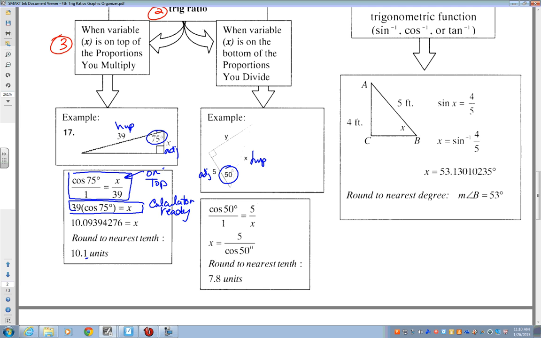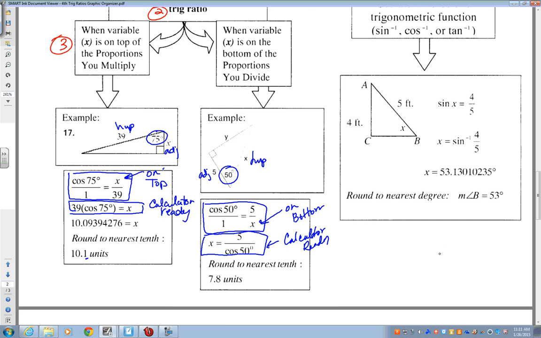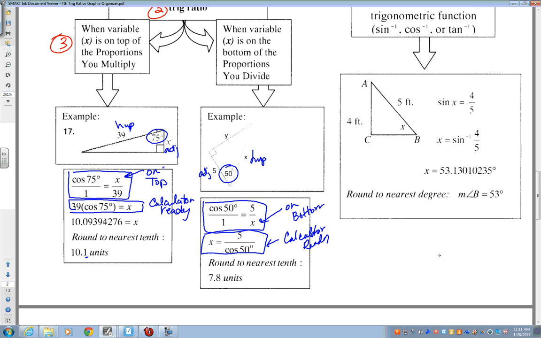All right, so adjacent, hypotenuse, that's cosine. So if we look here, x is on the bottom. So what do we do when x is on the bottom? Divide, and they did that. This part right here, 5 divided by the cosine of 75, that is the calculator ready part. Again, they round to the nearest tenth. You need to copy this because what I'm going to check for is the labeling, the calculator ready part, and then your answer.